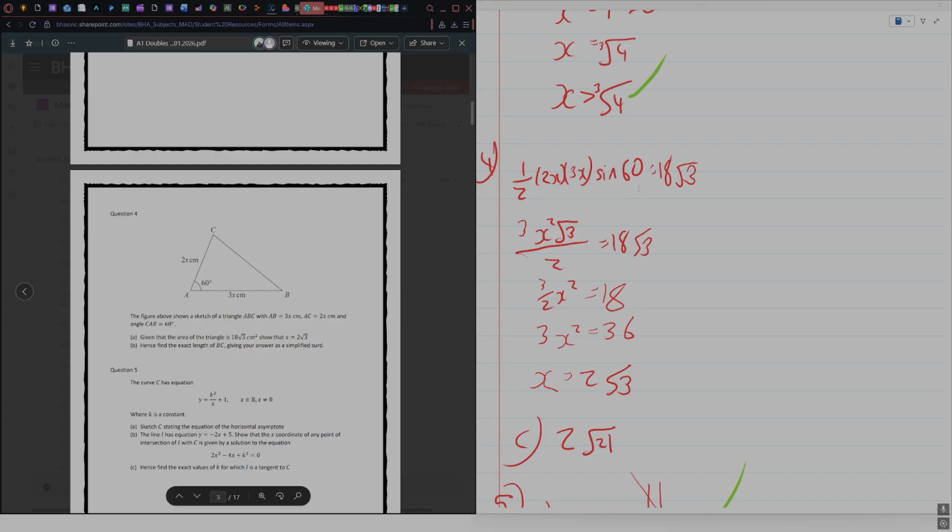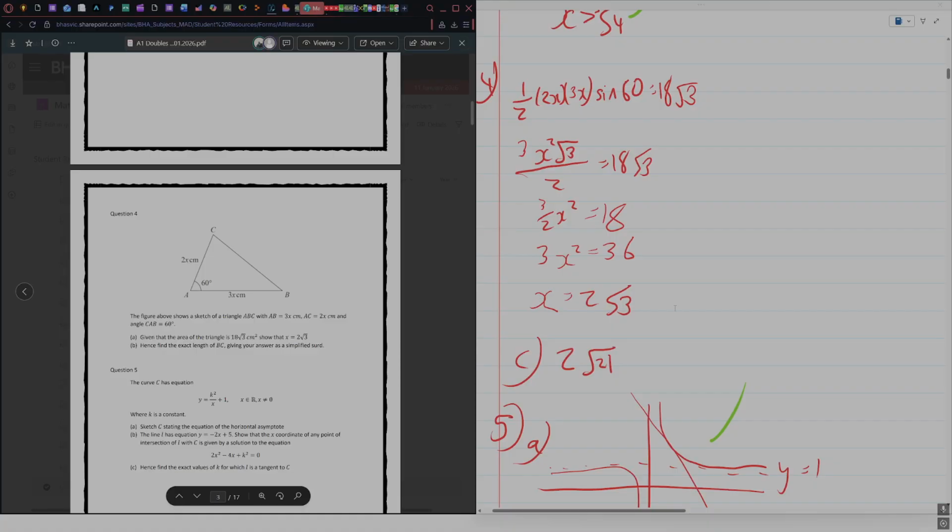You just do the area of a triangle rule. It tells you the area, so it's pretty obvious what you're supposed to do, and you have the area of a triangle set up. Get x is 2 root 3, and then find the exact length of BC, where you just use the cosine rule. I didn't actually write it out, but you just use the cosine rule.